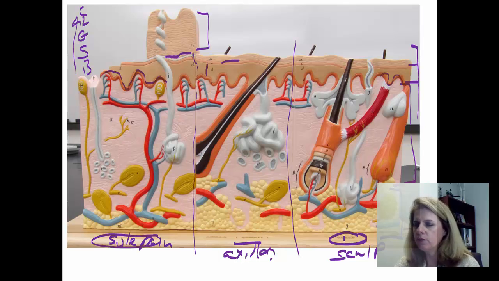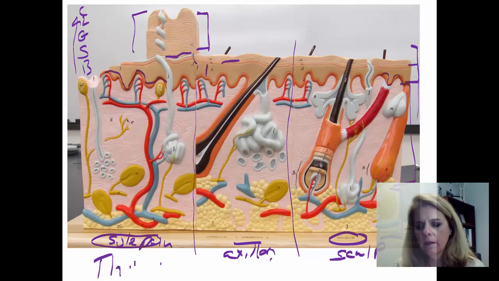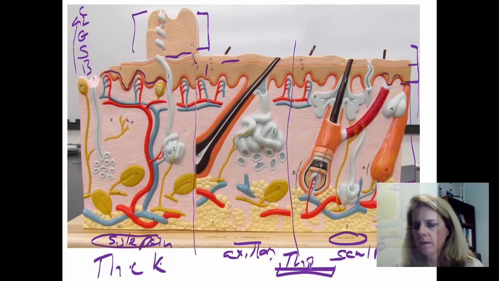What I hoped you noticed when I drew this is that it's got a really large bumpy thing that sticks out. What is that? That's the stratum corneum of thick skin. So sole and palm, this is thick, and these two are thin. What makes thick skin thick is that thick layer of stratum corneum. So that's the first thing you hopefully would have noticed.